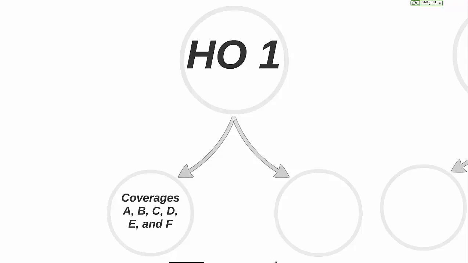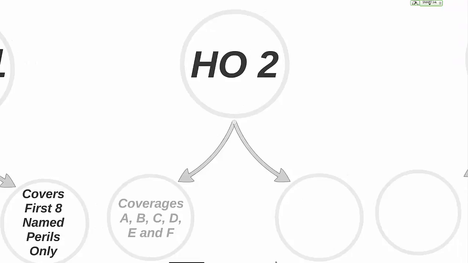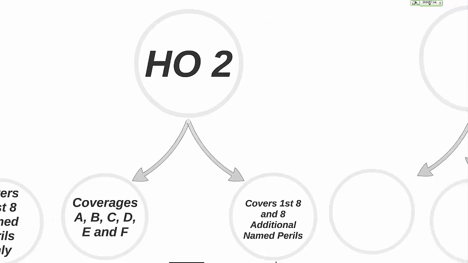HO1 includes coverages A, B, C, D, E, and F, and covers the first 8 named perils only. HO2 covers A, B, C, D, and F, just like HO1, and covers the first 8 and the 8 additional named perils, just as I described them above.